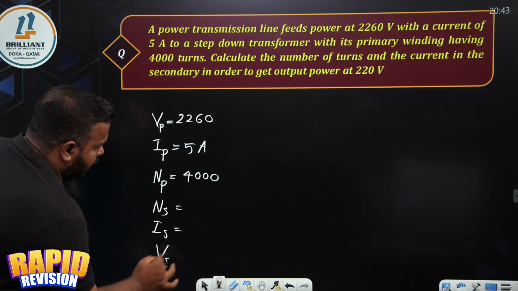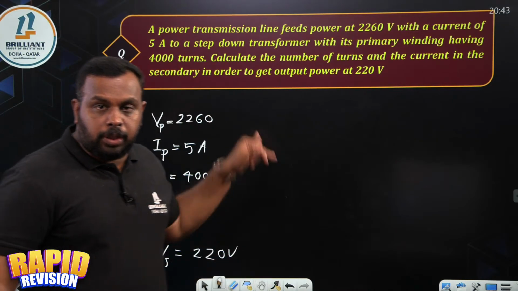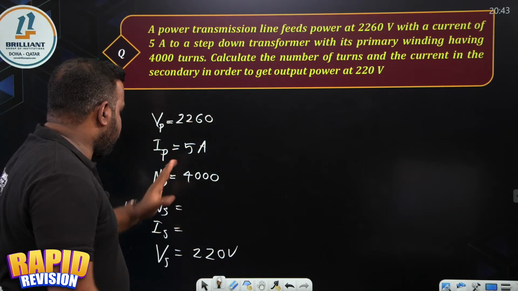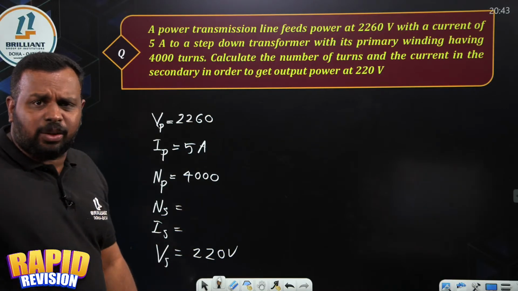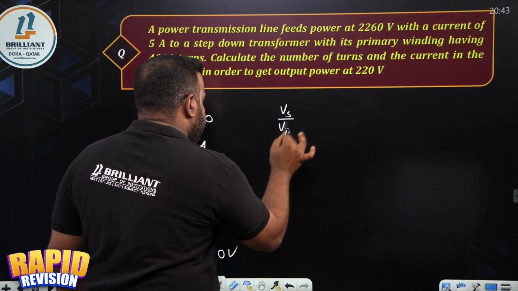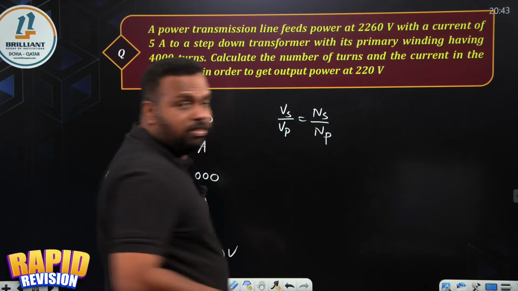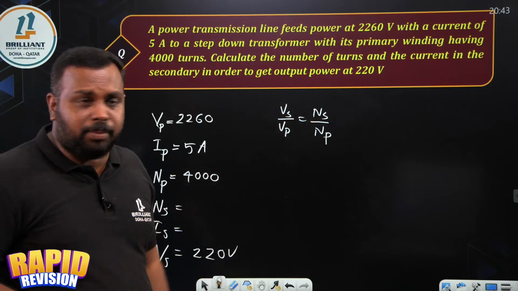So Vs is given as how much? 220 volt. So Vp is there, Vs is there, NP is there. We have to find NS. Directly you can use the transformer ratio. What is it? Vs by Vp is equal to NS by NP, and from this you can easily find the value of NS. Calculation part I am leaving to you.